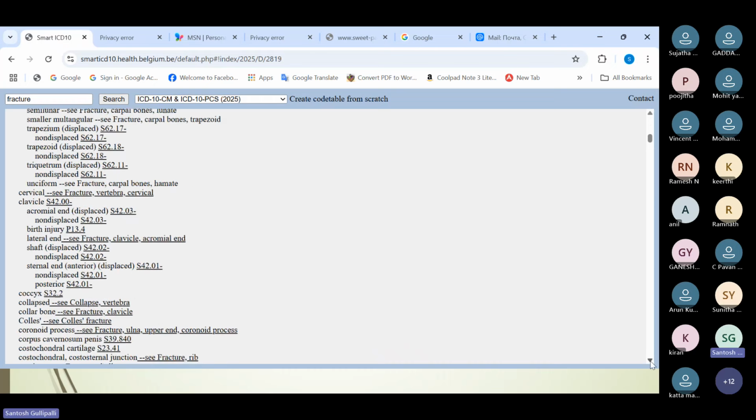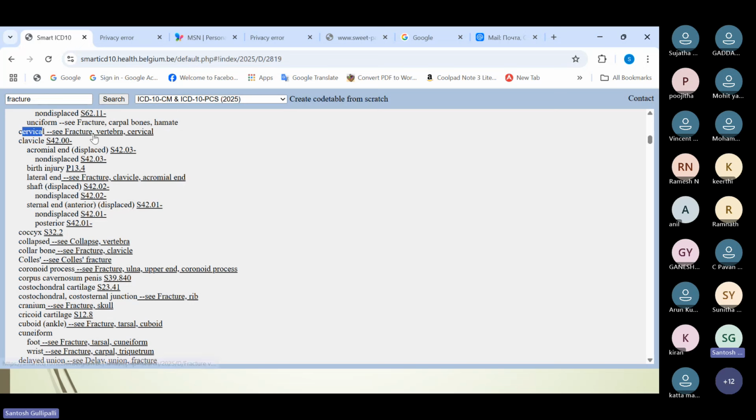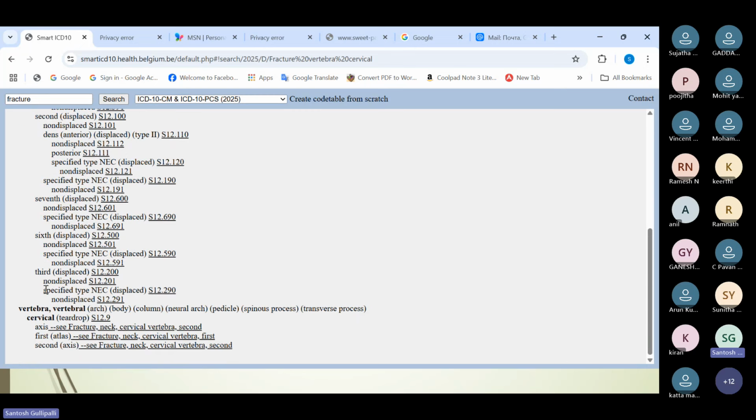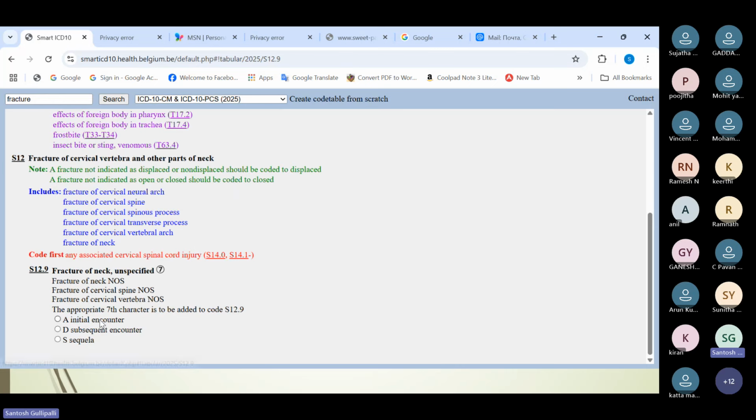A, B, C. Okay, C, cervical. So they are saying C fracture vertebra cervical. Okay, so that time you can click this C fracture, vertebra, cervical. So the code is S12.9. They are saying the appropriate seventh character is to be added to code S12.9.